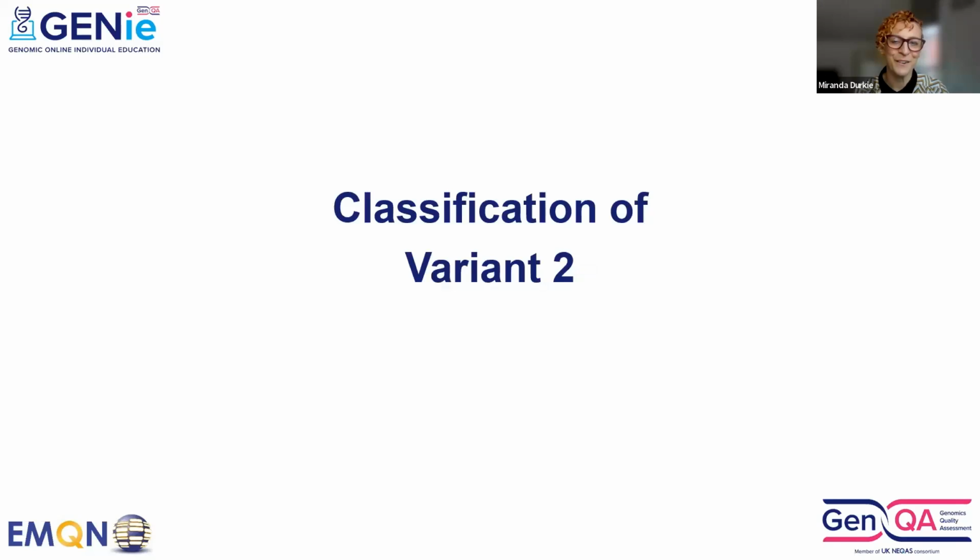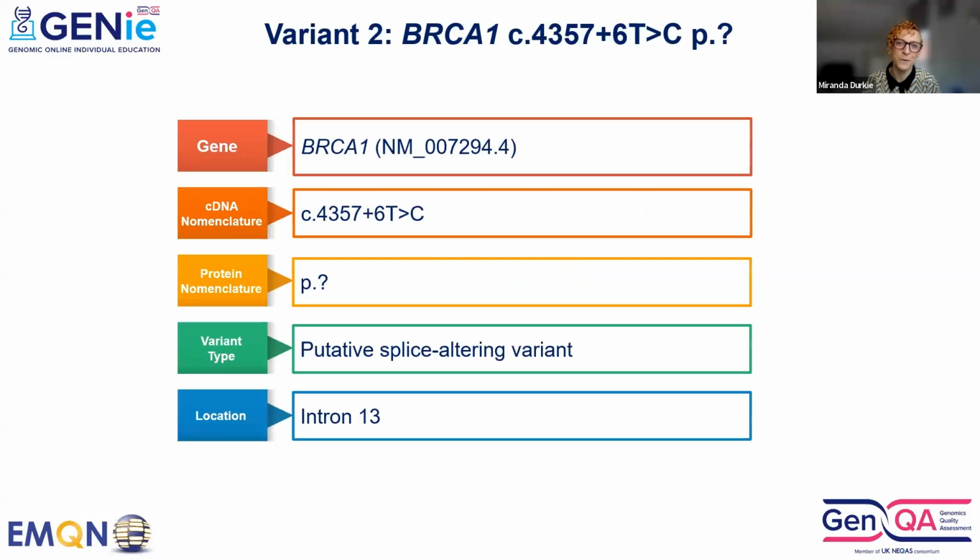Thank you very much, Kathleen. So hi, everybody. I'm going to go through variants 2 and 3. Next slide, please. Starting with variant 2, this is a BRCA1 splice variant, and it's a non-canonical splice variant, so it's affecting the +6 position. It's c.4357+6T>C, and it's a putative splice variant in intron 13.